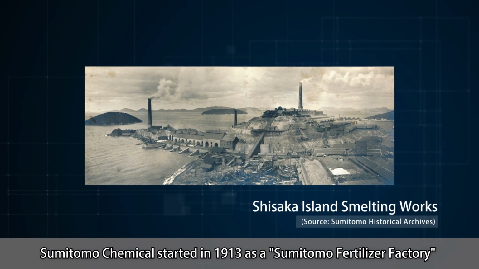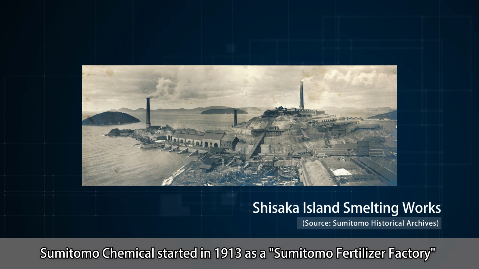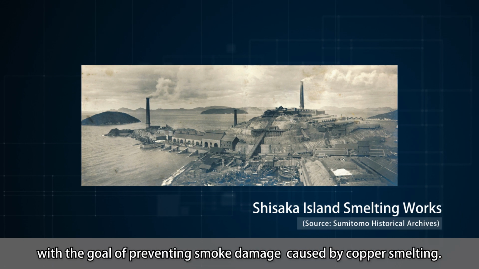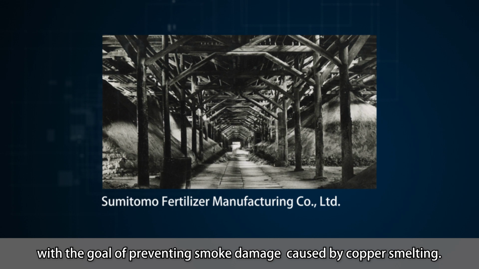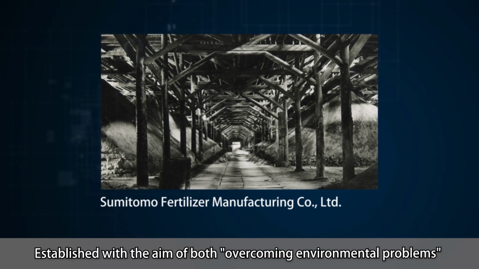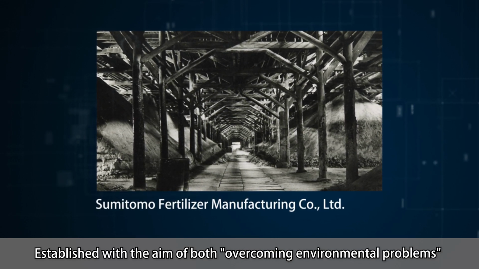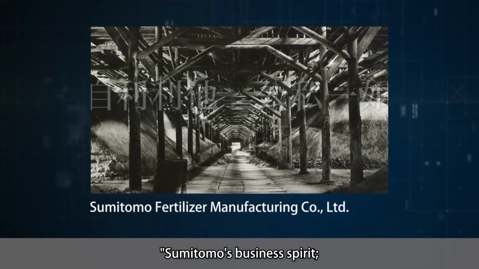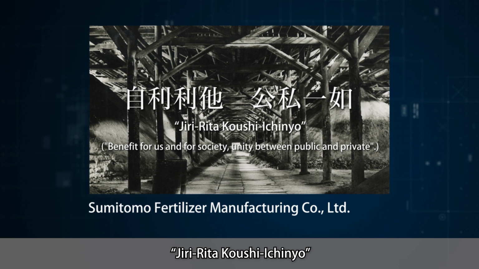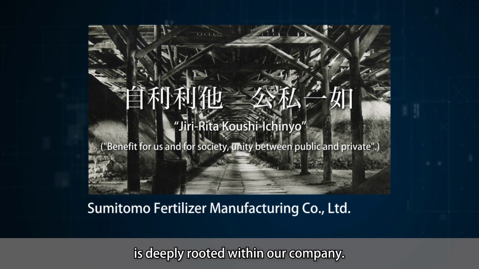Sumitomo Chemical started in 1913 as a Sumitomo fertilizer factory, with the goal of preventing smoke damage caused by copper smelting. Established with the aim of both overcoming environmental problems and contributing to increased food production, Sumitomo's business spirit is deeply rooted within our company.